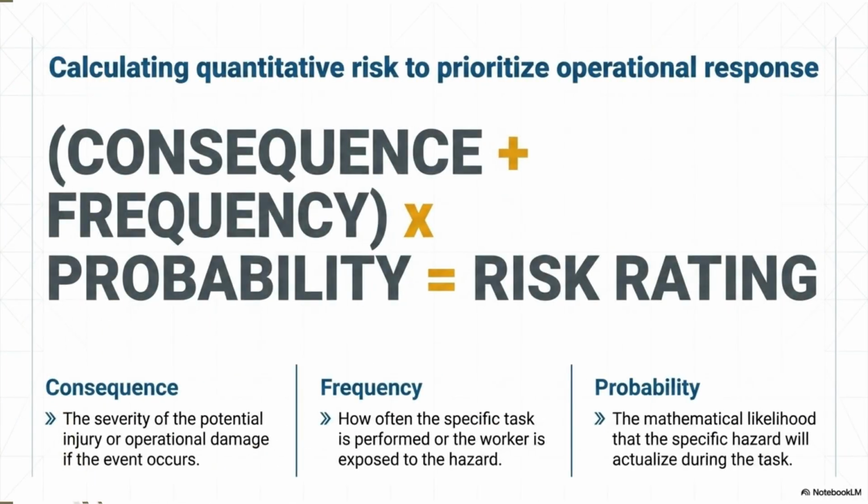To prioritize our response effectively, we calculate a quantitative risk rating. We use a simple operational formula: consequence plus frequency, asterisk probability, equals risk rating. Consequence measures the severity of potential injury or operational damage. Frequency tracks how often the worker is exposed to the hazard. Probability is the mathematical likelihood of the hazard actually occurring. Quantifying risk removes subjective opinion and provides an objective score to guide our required escalation and approval channels.